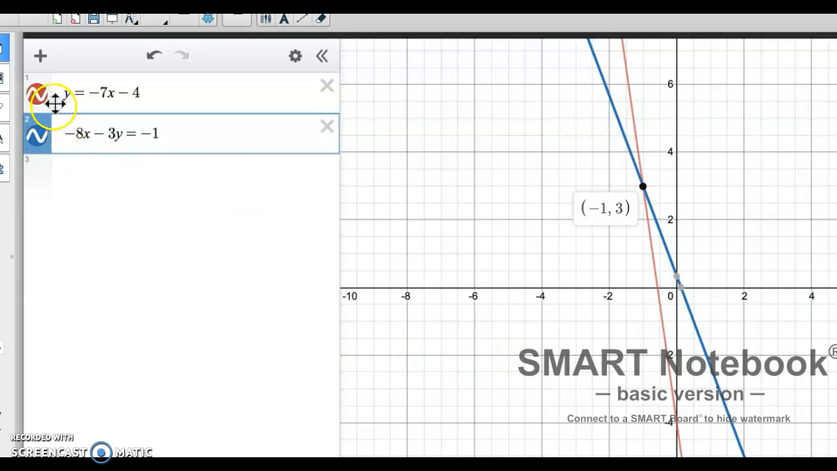I went on Desmos, I typed in y equals negative 7x minus 4, and that is the graph, the line here that is in red. And then I typed in my other equation that was in standard form, negative 8x minus 3y equals negative 1. Type that right in there, and it graphed the line for me. Then all you need to do is look for the point where those two lines intersect. If you click on the point where they intersect, the coordinate will pop up, and here the solution to the system is the ordered pair negative 1, 3.